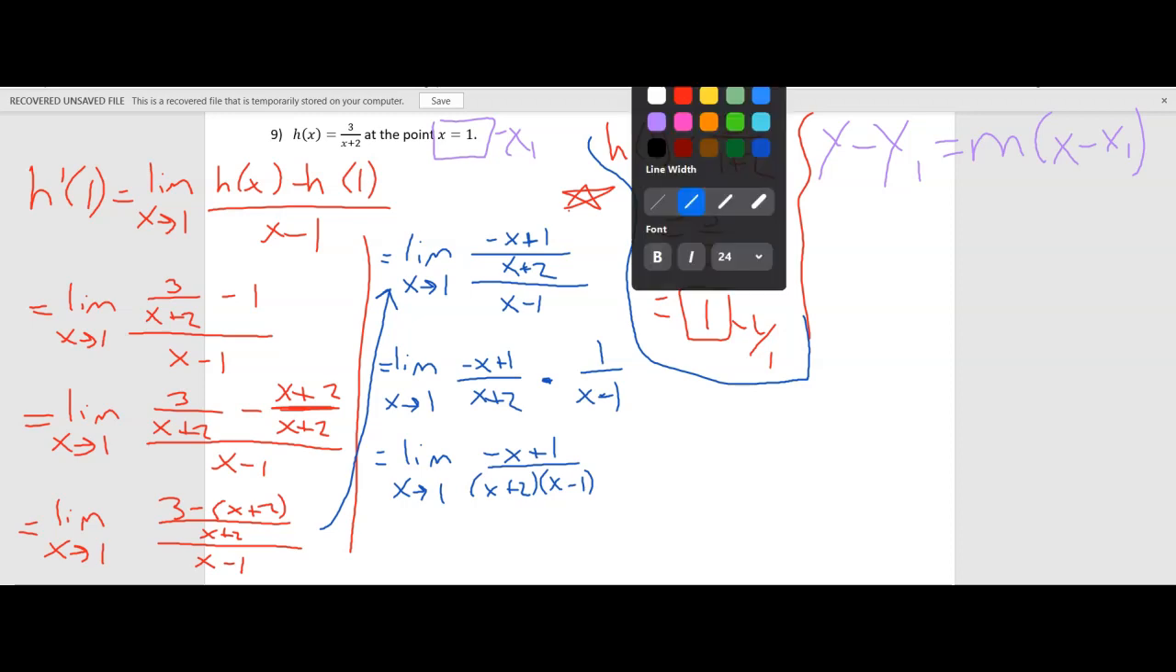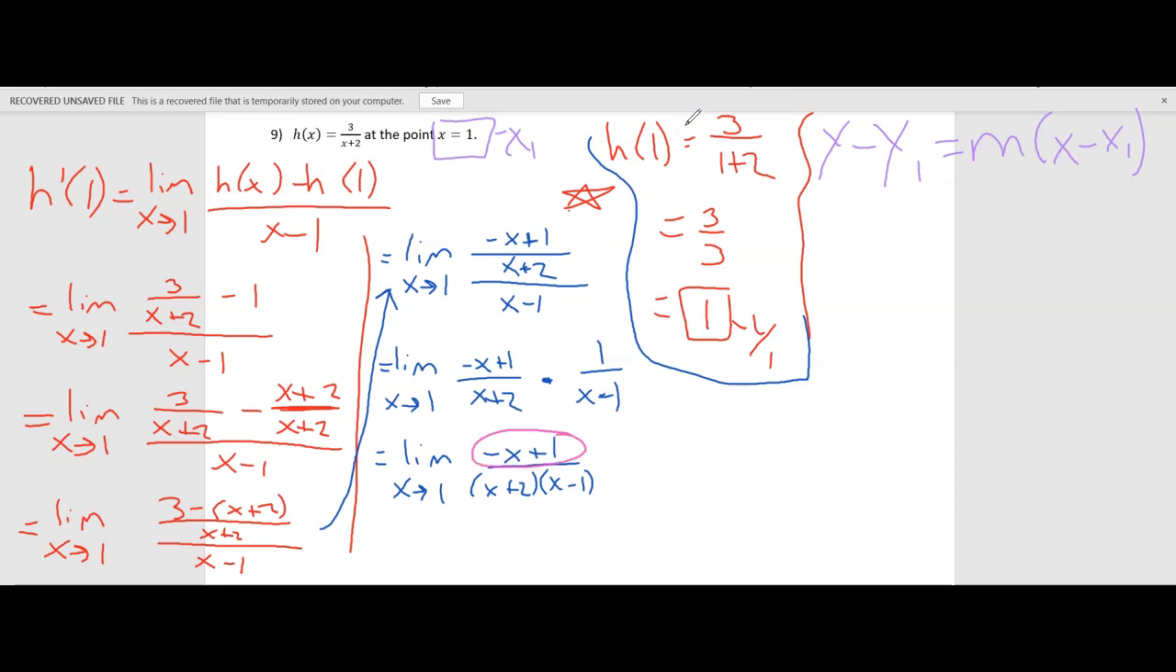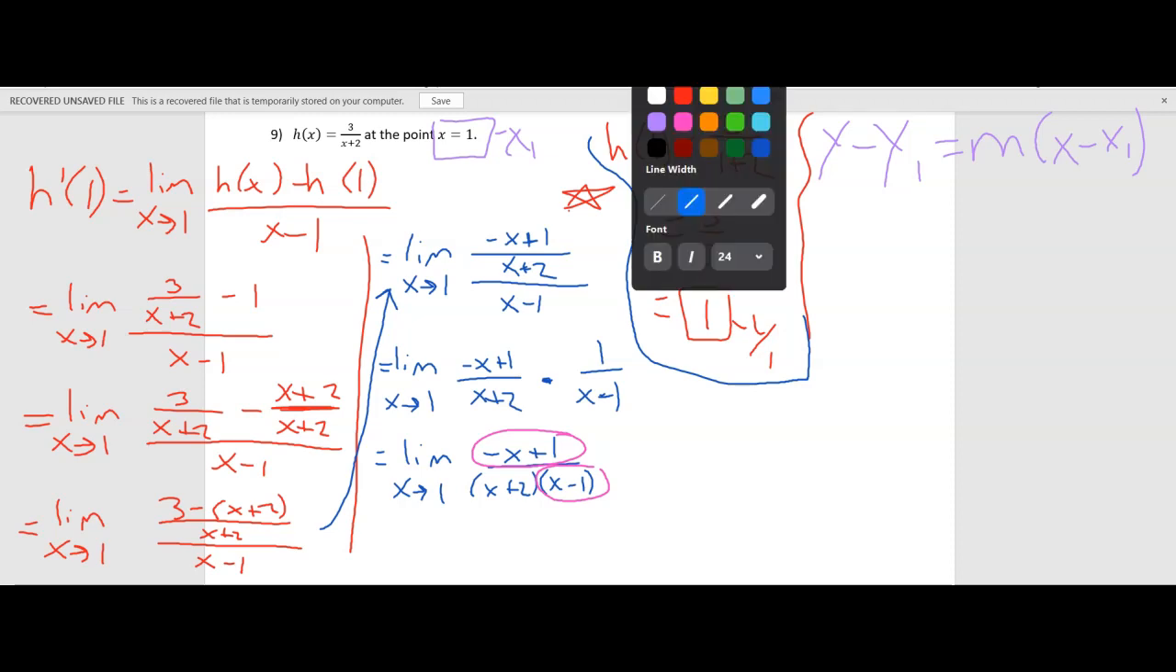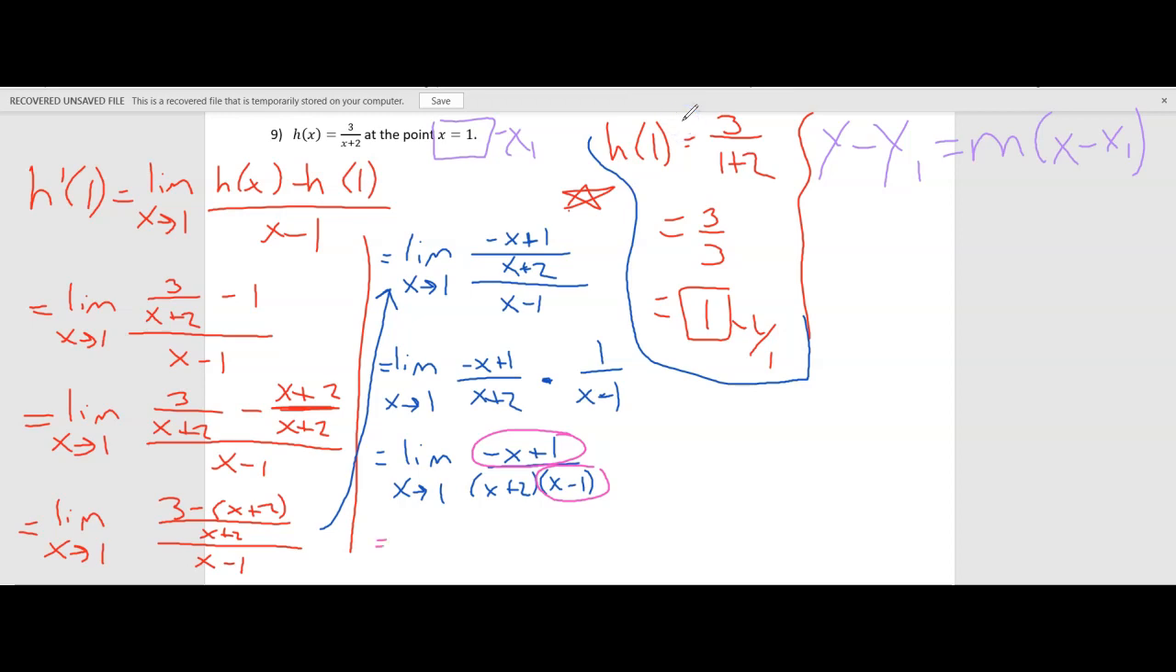However, these two factors look pretty similar. It's just the signs that are different. So if we could factor that numerator, if we could factor out a negative, we're going to be okay. So we're going to get the limit as x approaches 1 of negative the quantity x minus 1 all over the product of the quantity x plus 2 times the quantity x minus 1. Then we can simplify, and we're left with negative 1 over the quantity x plus 2.